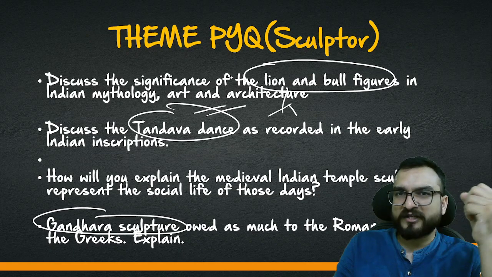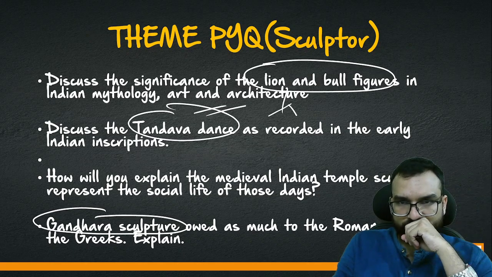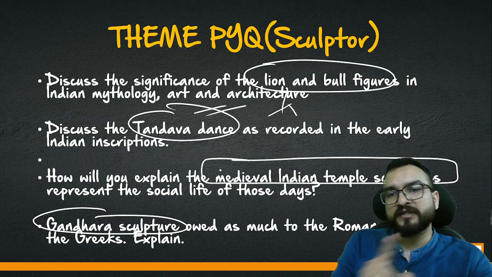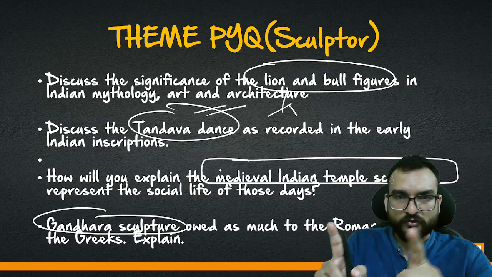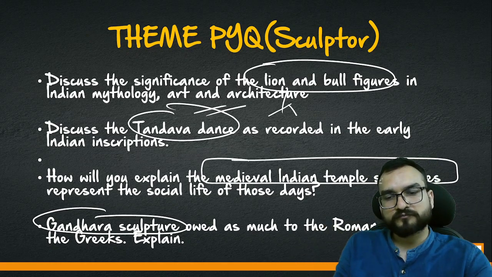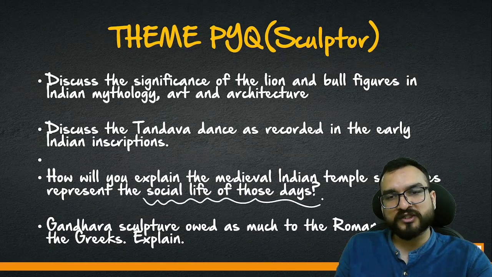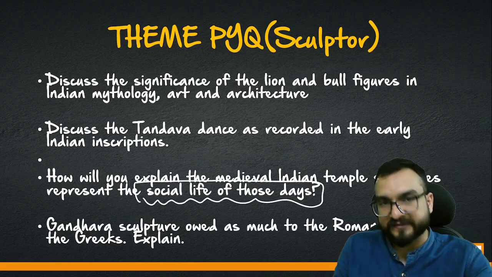Basically, these are PYQs on sculptures. Right? Medieval Indian temple sculptures, how they were different from the ancient Indian temple sculptures. That also you should keep in mind. And this thing which they are asking, that they represent the social life of those days, these are the significance.